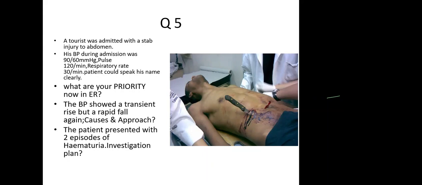In any trauma patient, we have to prevent hypothermia, so we have to cover the patient. Small points that do matter in a trauma. Okay. Now proceed to the next one. The BP showed a transient rise but a rapid fall again. What are the causes and approach?